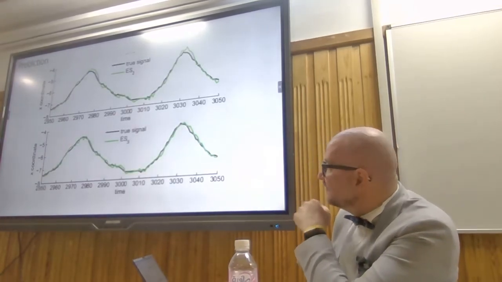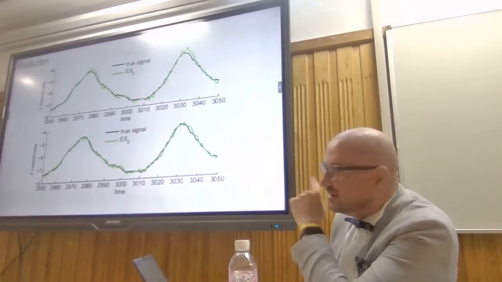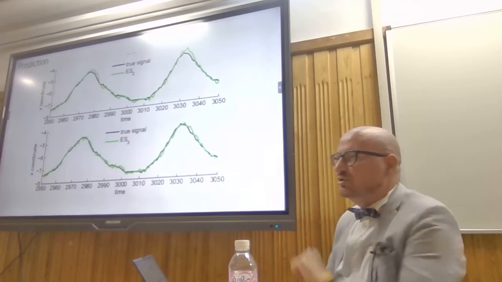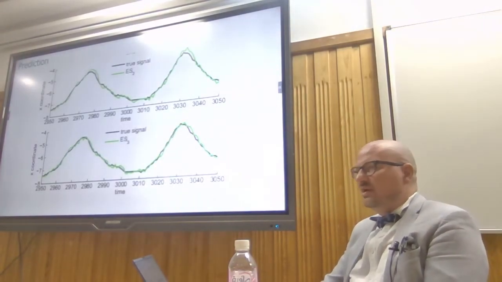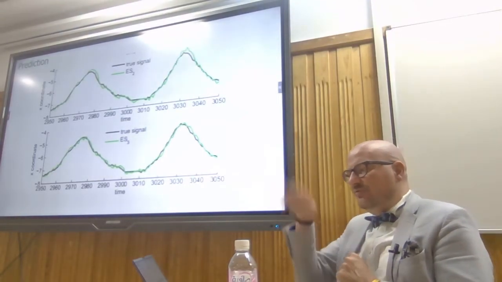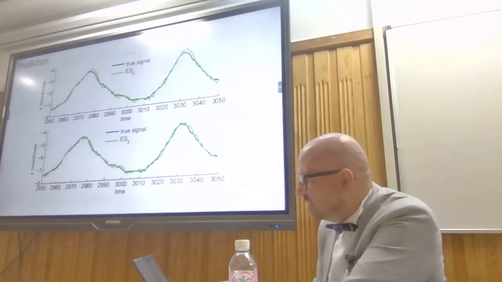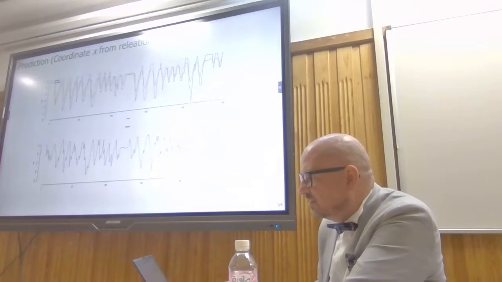And that's just an example of what happens. So true signal, and the green line shows how you can follow it. So with ES2, you can get bigger error, but then you have less jitter in that case. And some relations of markers.